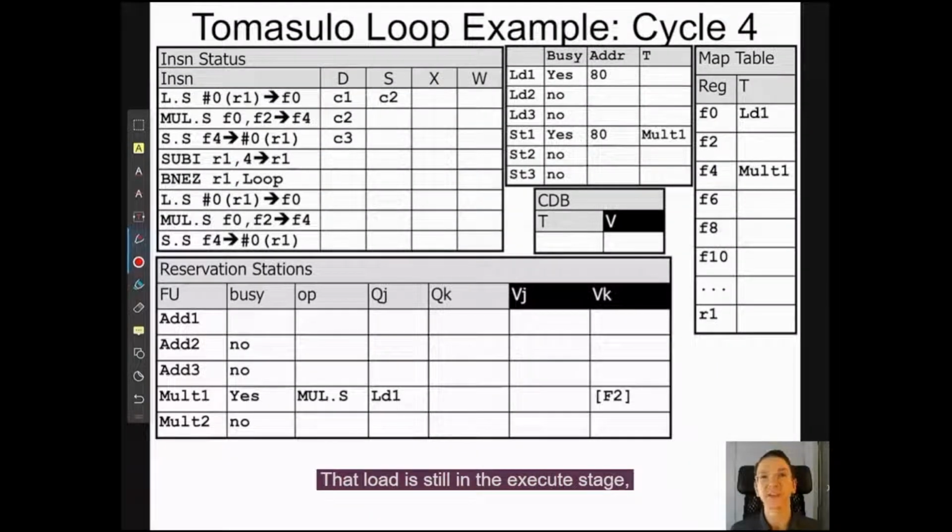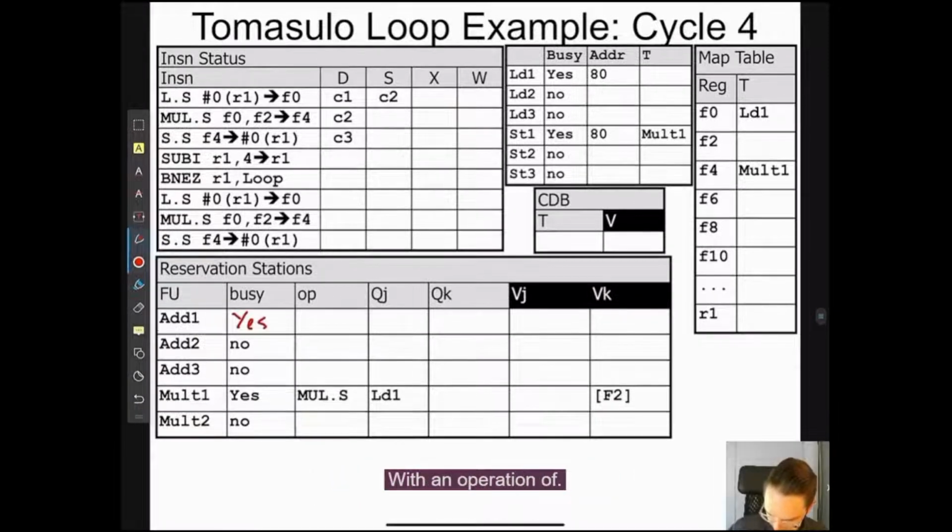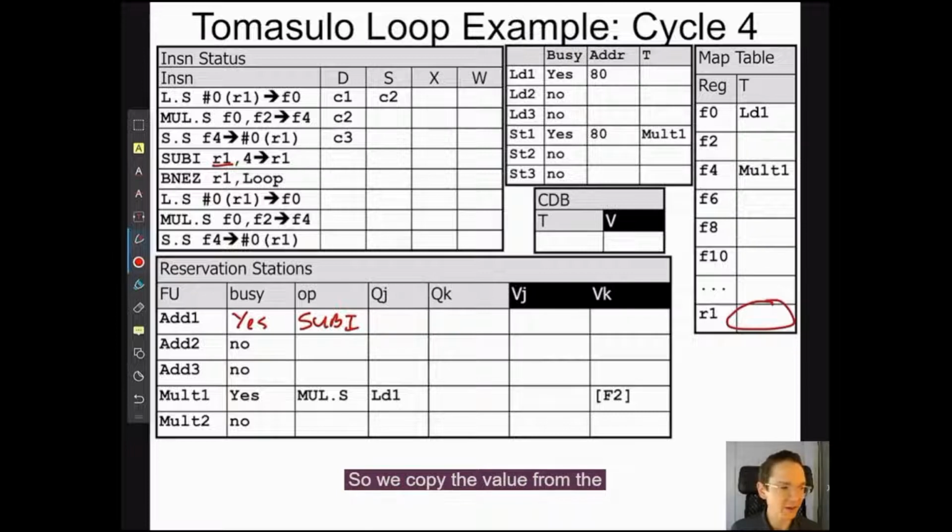Moving on to cycle 4. That load is still in the execute stage, and there's now a chain of data dependencies from the load to the multiply to the store. So we have no updates in the execute or issue stages, and at dispatch, we pop the subtract instruction. We allocate a reservation station in the integer add unit with an operation of subtract with an immediate. The instruction reads R1, which again has an empty tag, so we copy the value from the register file directly, which has that value of 80 that we've seen. It also reads an immediate value of 4, and so I'll put that into the VK field here, the second operand. So both of the tags in the reservation station entry, QJ and QK, remain empty.